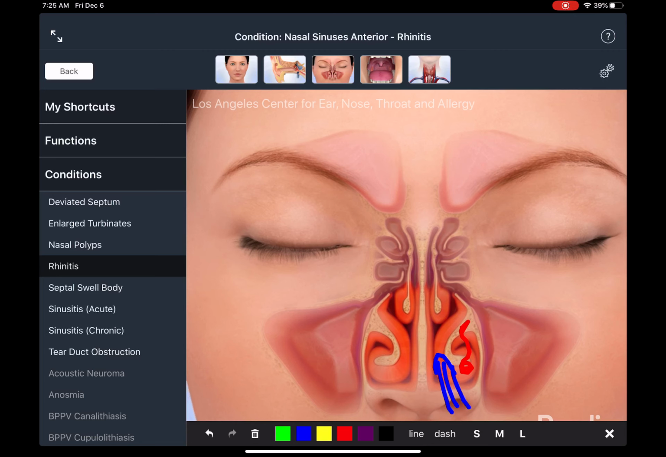Because we're performing a submucous resection, all the mucosal layer is intact. Because all the mucosal layer is intact, the sensation of airflow continues. That's how we avoid the symptom of empty nose syndrome.